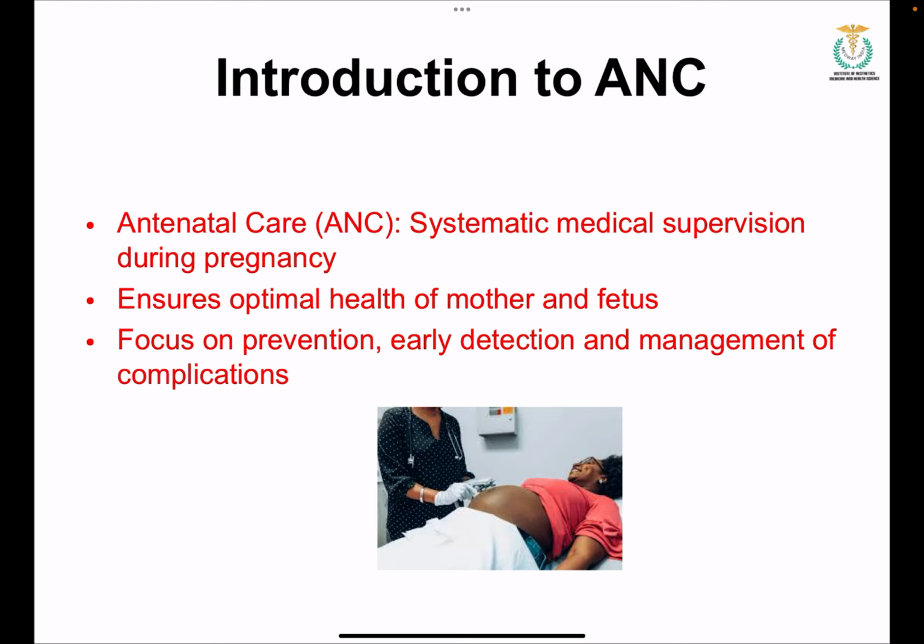In short we can say ANC or antenatal care is the foundation of safe motherhood, because the antenatal care checkups are very important. During these visits we'll be able to monitor both the mother's health as well as the fetal health, and we can guide the patient accordingly and manage the condition if anything occurs during the antenatal time. So this is the basic introduction of what is antenatal care.